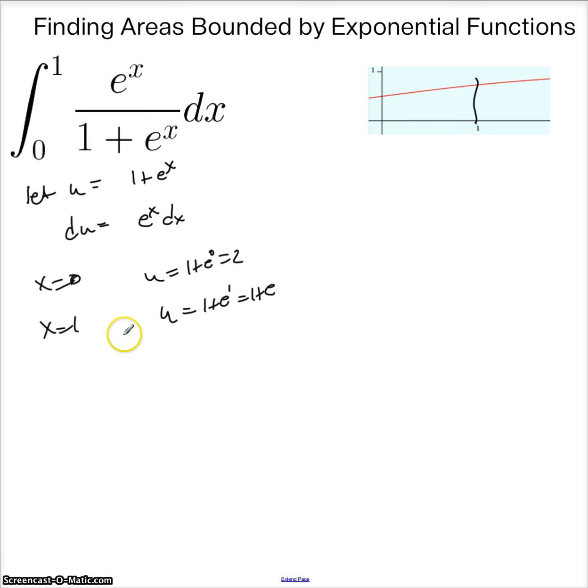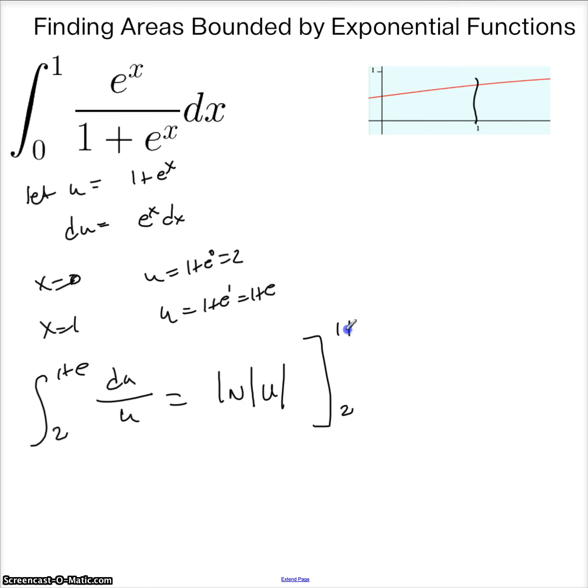All right, let's see what this gets us. So this becomes the integral from 2 to 1 plus e of, what in the world is it? e to the x dx is du. 1 plus e to the x is u. So this becomes the natural log of the absolute value of u evaluated at 2, 1 plus e. So now I'm going to plug in what u is, and u is always positive, so I really didn't need those absolute value signs. It's the natural log of 1 plus e to the x.